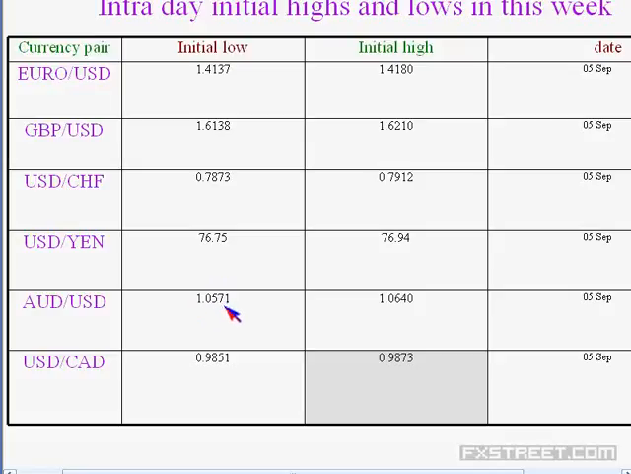Then Australian dollar 1.0571 is the low, and 1.0640 is the high, that is also not breached. And Canadian dollar 98.51 is the low, and 98.73 is the high, that is also not breached. So only in the case of yen they breached the low. That may give the trigger on the downside, and probably they can use some other story for the downward move in the case of yen.